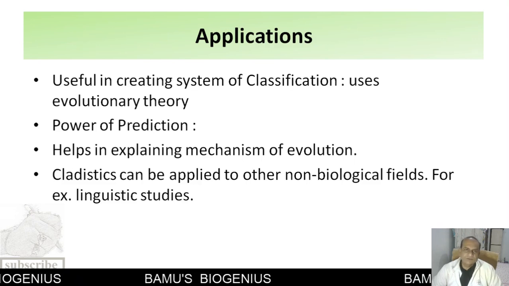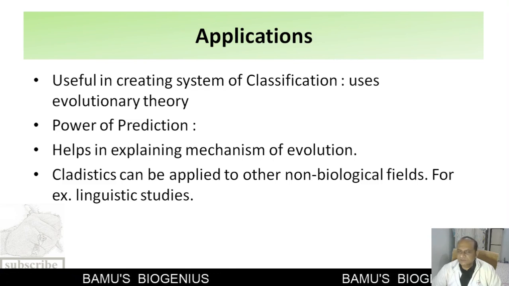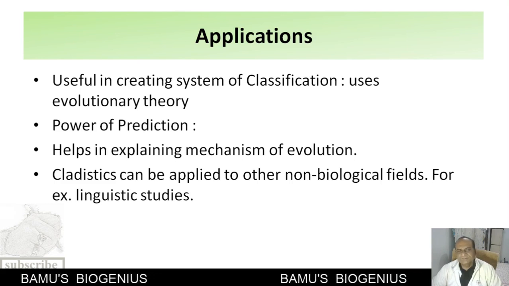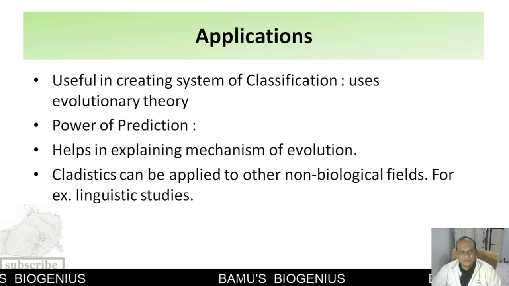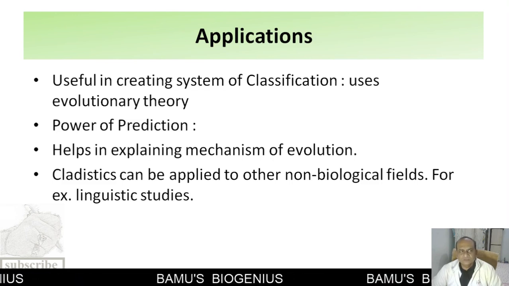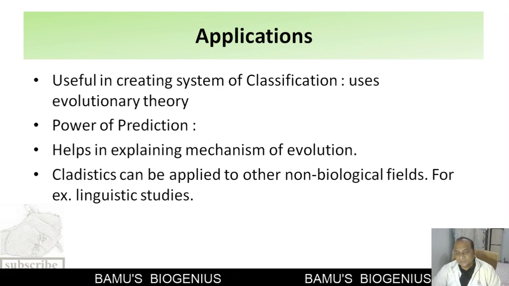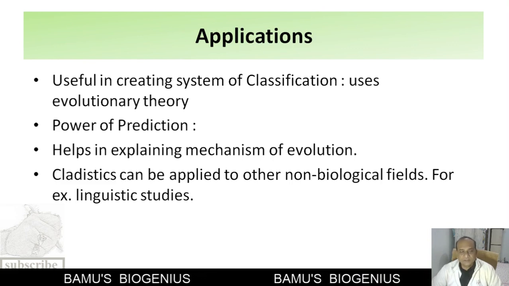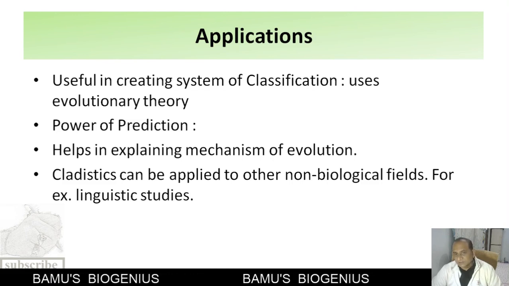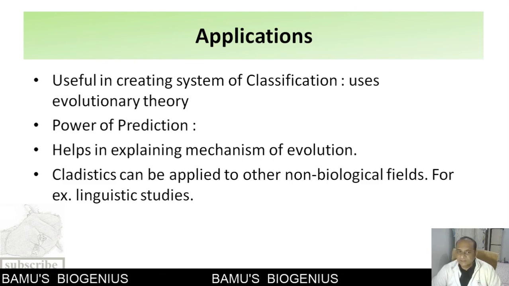Now we will discuss the applications of cladistics. First application is that it is useful in creating a system of classification based on evolutionary theory, genealogical theory. Second, it has predictive power: cladistics can be used scientifically to predict the relationships among taxa. Third, it helps in explaining the mechanism of evolution, how a particular character evolved in a particular taxon, which can be traced with the help of cladistics.